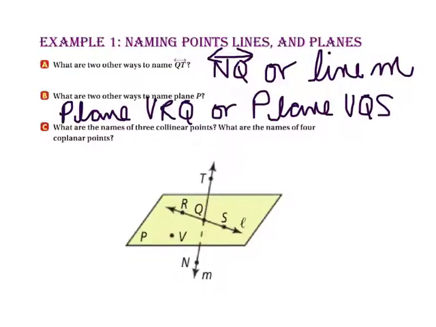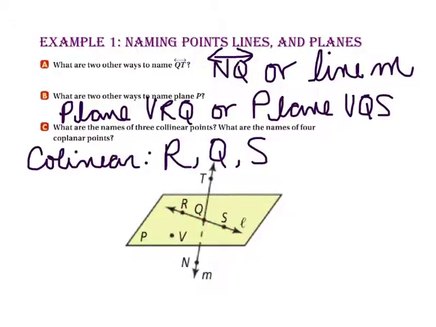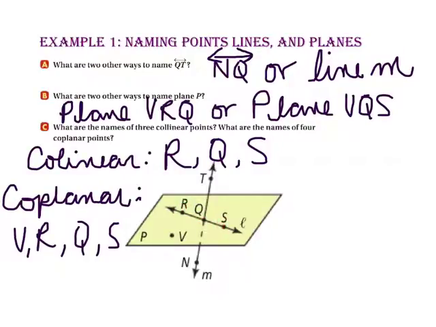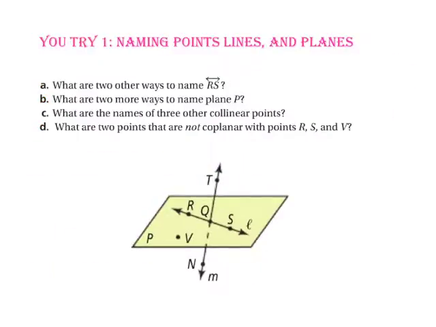Lastly, what are the names of 3 collinear points and what are the names of 4 coplanar points? Collinear, on the same line. So here we have point R, point Q, and point S on line L. And 4 coplanar points, coplanar, on the same plane, we have point V, point R, point Q, and point S. So points V, R, Q, and S are coplanar. Take a minute, pause the video, and try number 1.